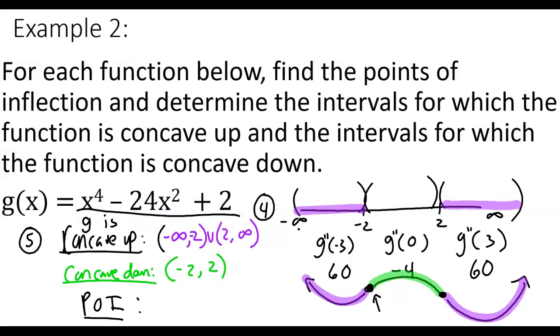Yes, because polynomials are continuous everywhere, so it's also continuous here. So that's the first criteria. Second criteria, does the concavity change at that point? Are we switching colors? Yes, we are. So both of those are points of inflection. So we have a point of inflection at -2, and we have a point of inflection at x equals +2.